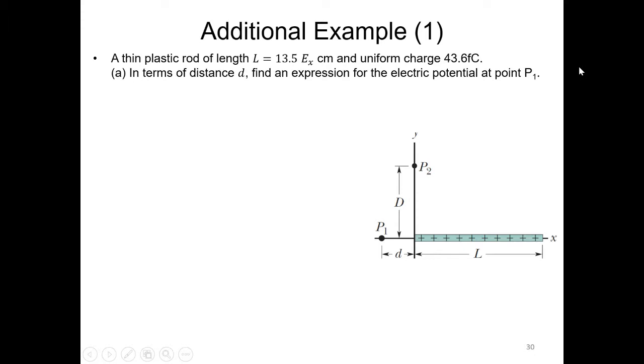So at the end of this chapter, we'll have three additional examples. Okay, this is the first one. Okay, here shows a thin plastic rod of length L. This one, thin plastic rod length L equals 13.5.